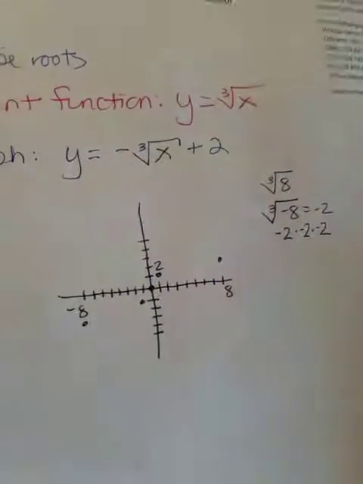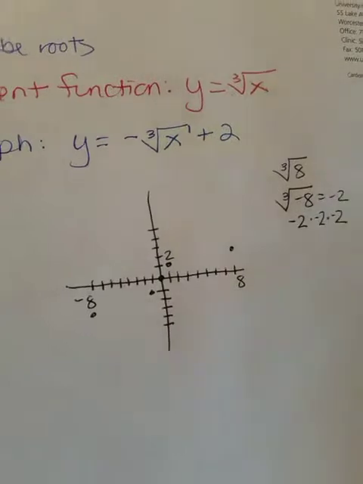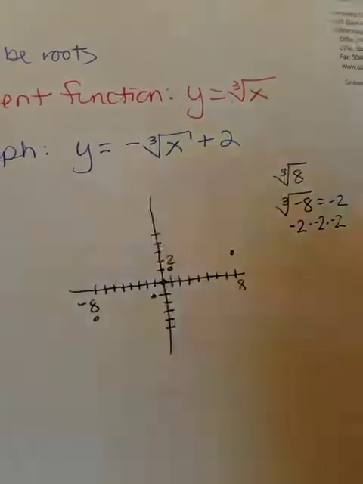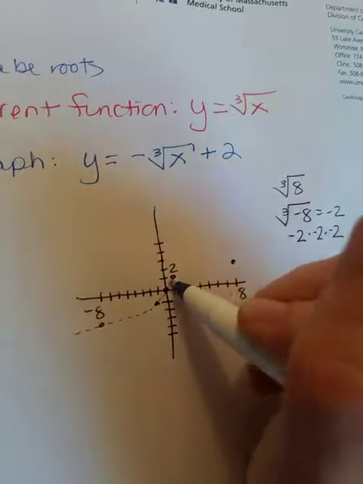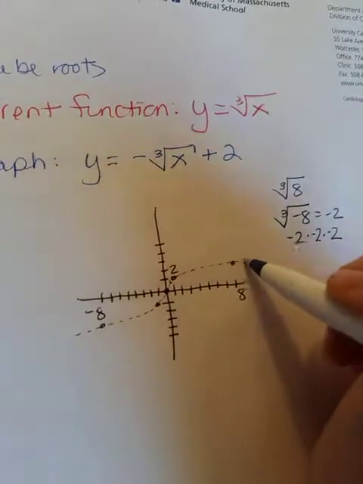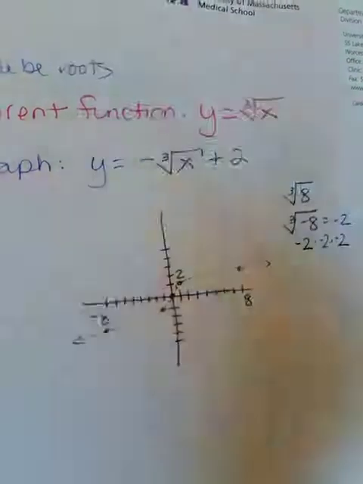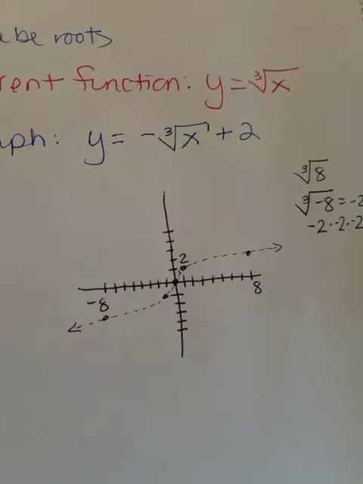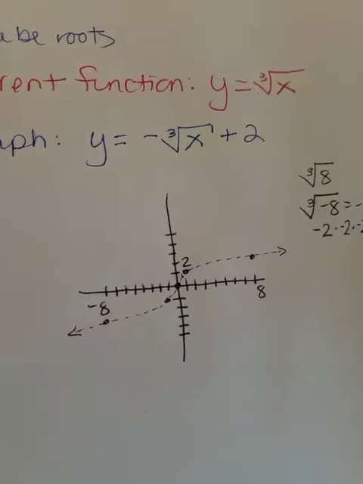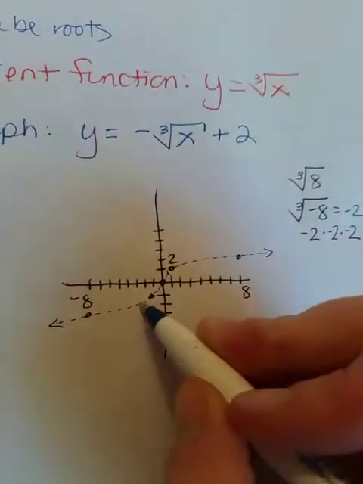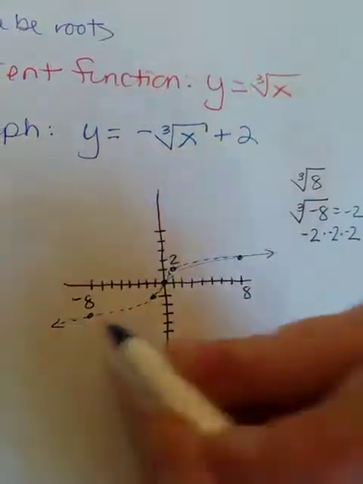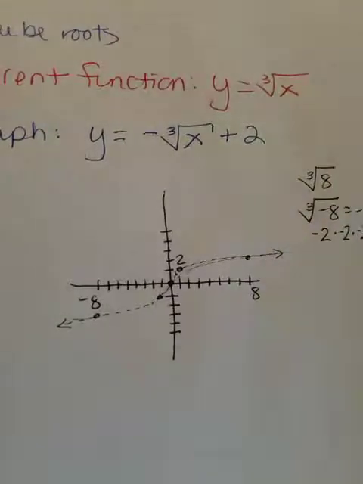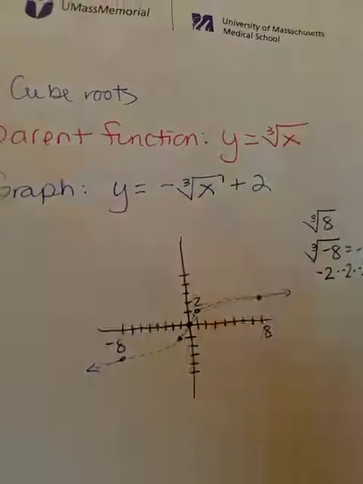So this is what the parent function looks like. Those are the key points that we can look at. It looks like this. I just made it dotted because I'm going to graph this other graph on it. It comes in, kind of looks like a line here a little bit, but has a curve to it, a nice shape. That's what I want you to try your best to work on. So let's talk about this one we're going to graph.